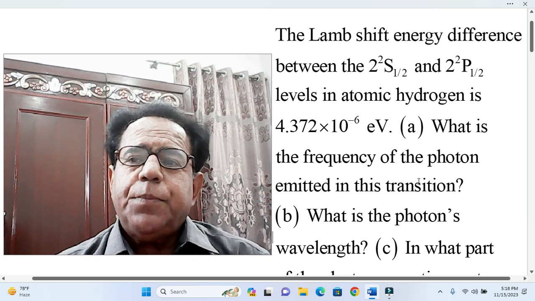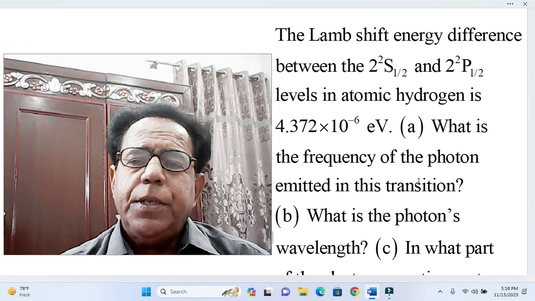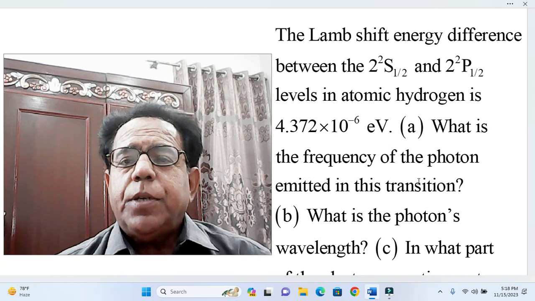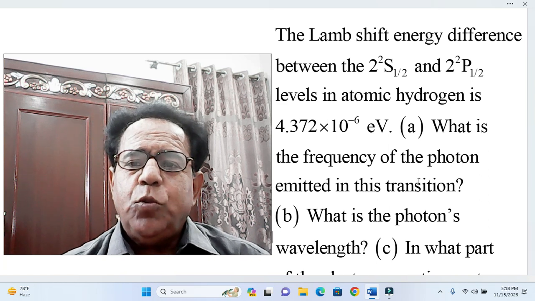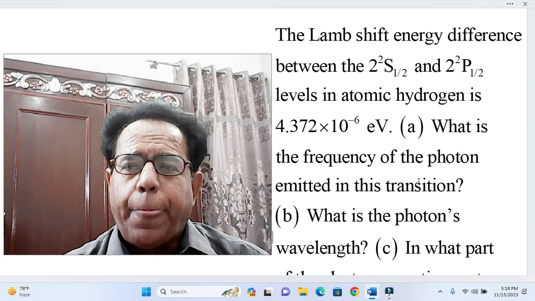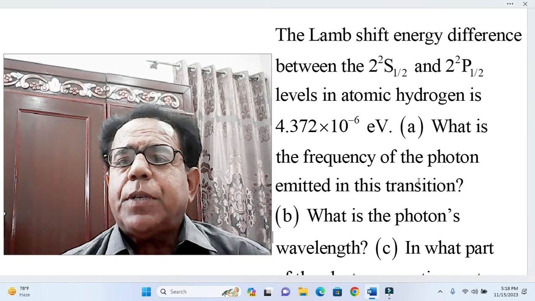This is our next problem. The problem has been chosen from the same book, Modern Physics by Paul A. Tipler. As usual, we first come to its statement. Okay.